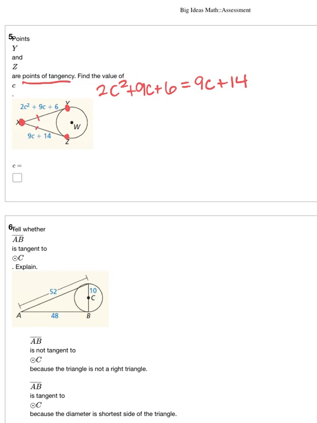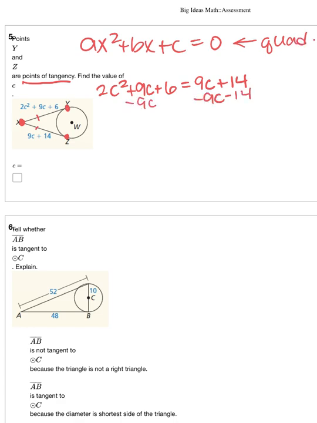Now, since we have a C squared and a C term, this reminds us we have a quadratic. Remember, this is how we solve when it's quadratic. So let's go ahead and put it in standard form. We'll subtract 9C and 14 from both sides. Oh, look, our C term goes away. 6 minus 14 is negative 8. Oh, that's interesting. You'll notice we just eliminated our middle term because we had that positive 9C and negative 9C. So now we're just down to solving for C squared.